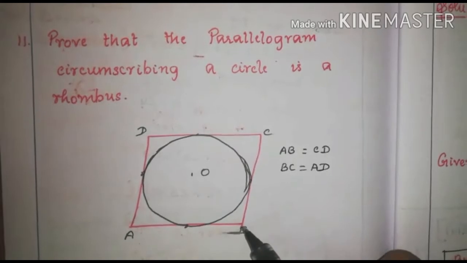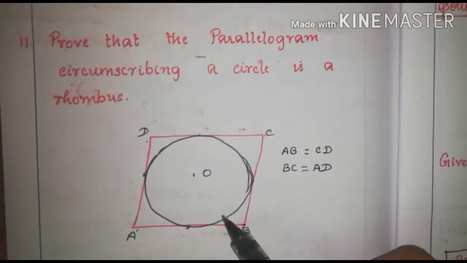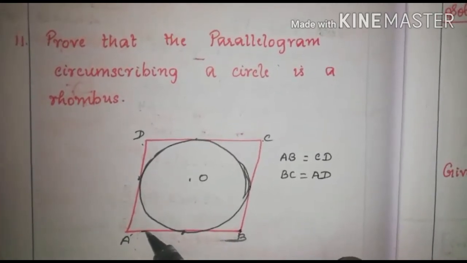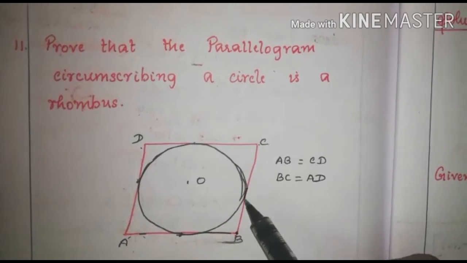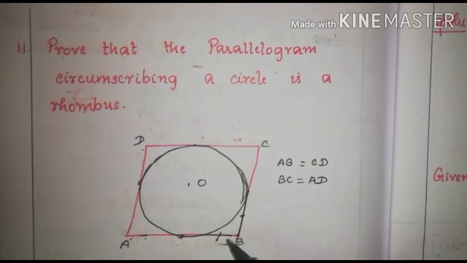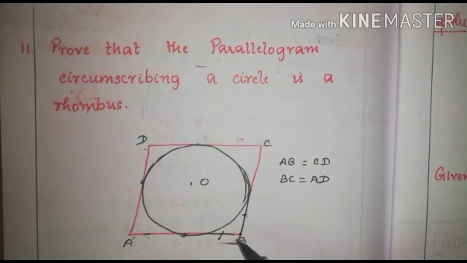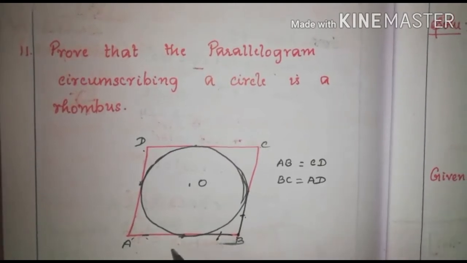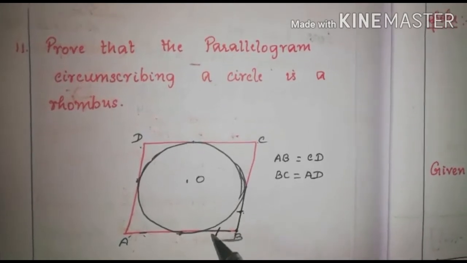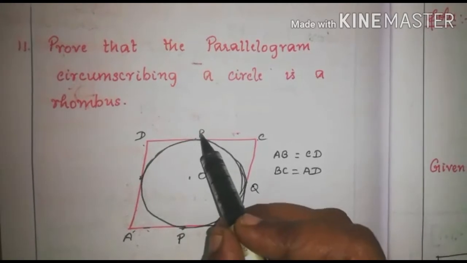And then since A, B, C, D are the four external points of the circle, the lines drawn from the external points form two tangents, and they are equal in length, okay? So by using the theorem, the lengths of the two tangents drawn from an external point to a circle are equal. So before that, let's mark the points of contact P, Q, R, S, okay children?